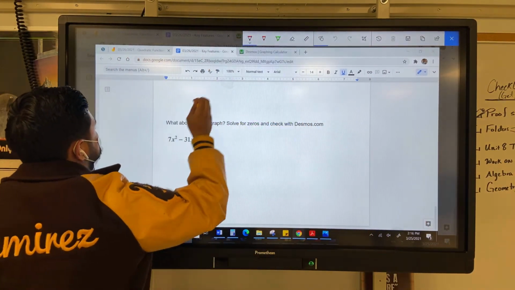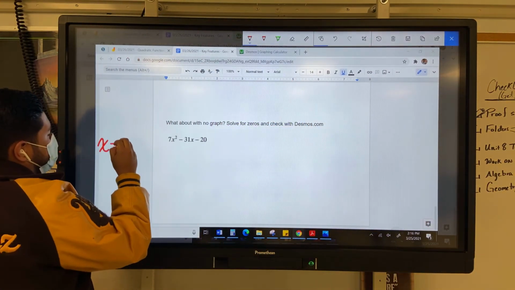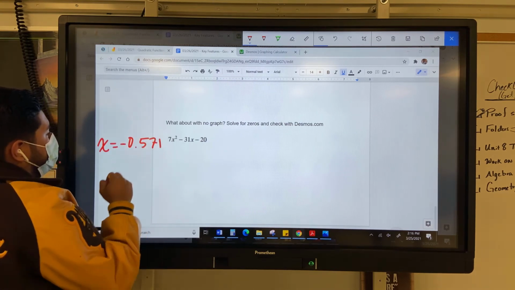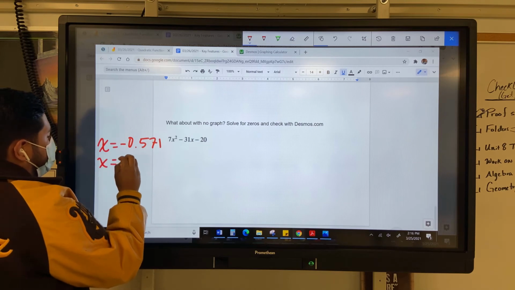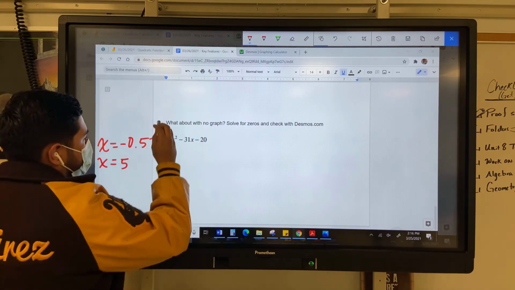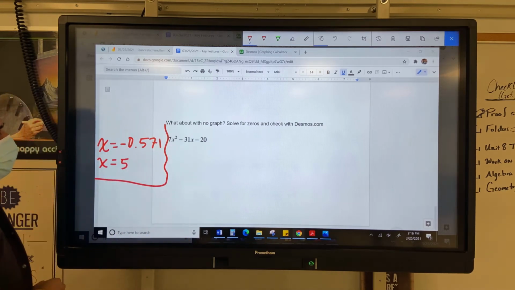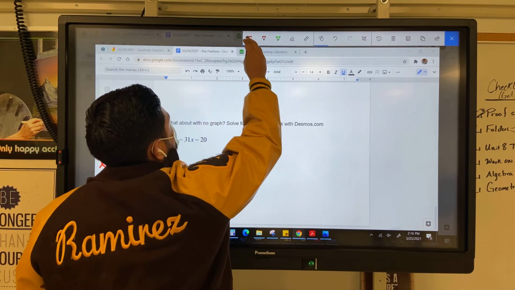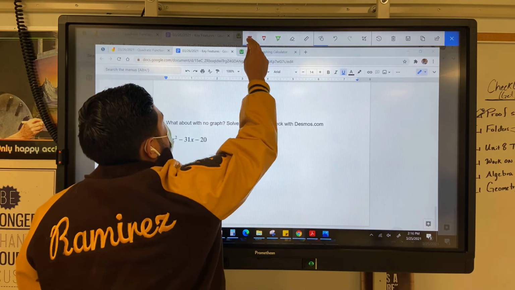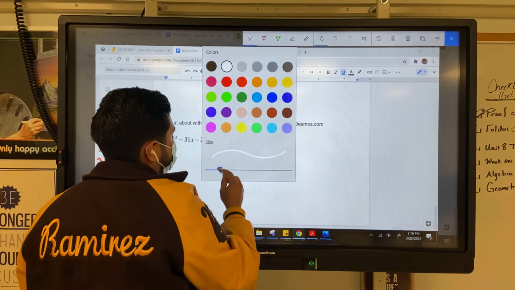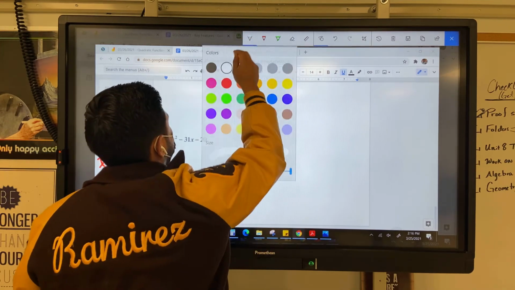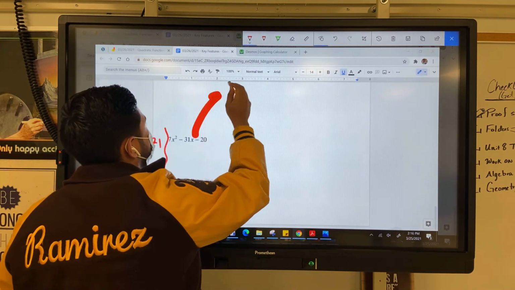So when we finish, we should get x equals negative 0.571 and x equals 5. So we're going to get this as an answer. All right, let's do it. I'm going to erase this real quick. Give me 1 second, just so I can have some space. I'm going to write this up here.